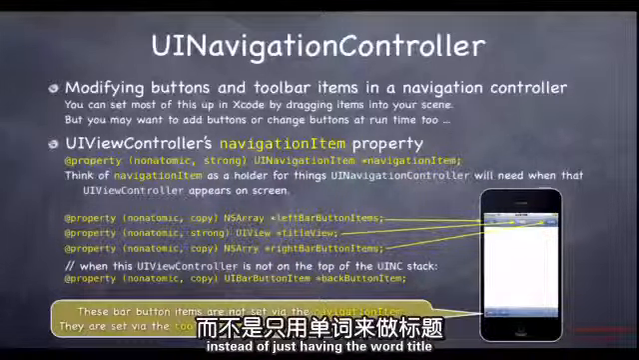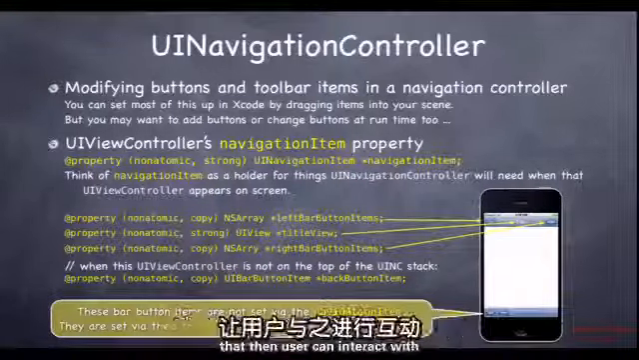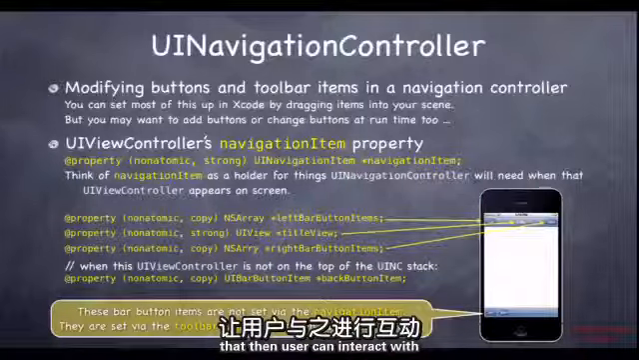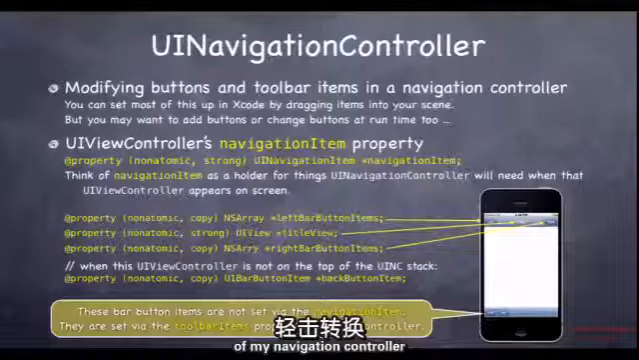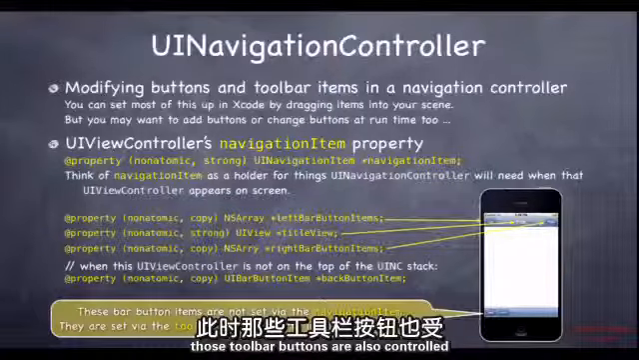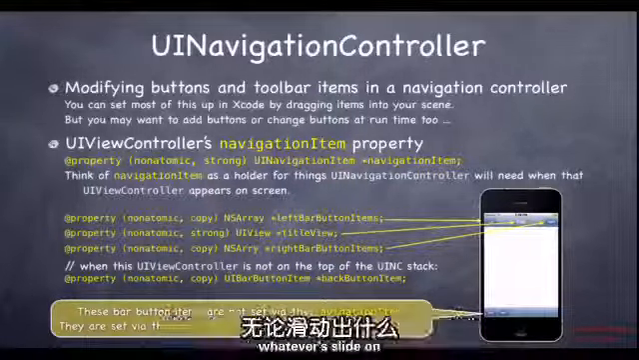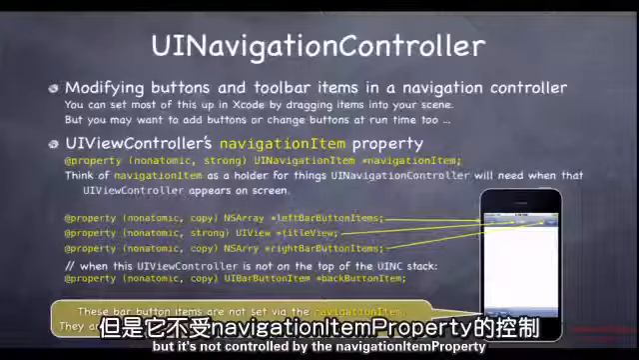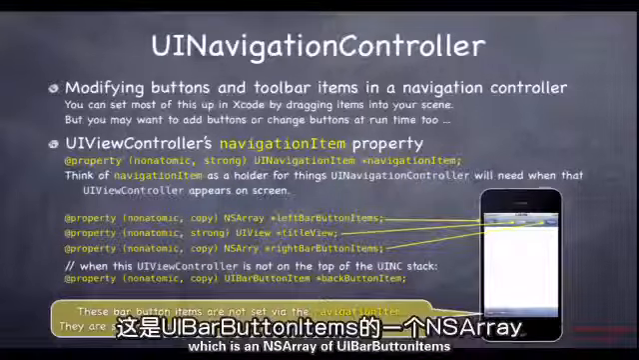Instead of just having the word title, or the title of the view as a word, we might have a view in there that the user can interact with. If you have the toolbar button on your navigation controller, you can flip a switch in Xcode that says show a toolbar at the bottom of my navigation controller. Those toolbar buttons are also controlled by whatever UI view controller is being shown at the time, whatever is slid on. But it's not controlled by the navigation item property. That's a different property called toolbar items, which is an NS array of UI bar button items.